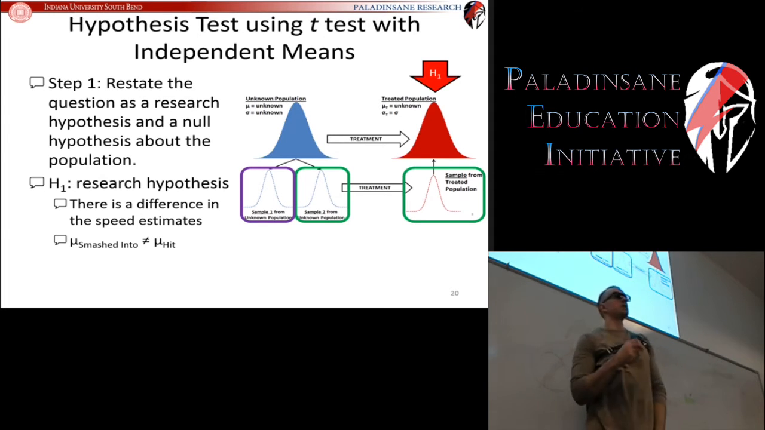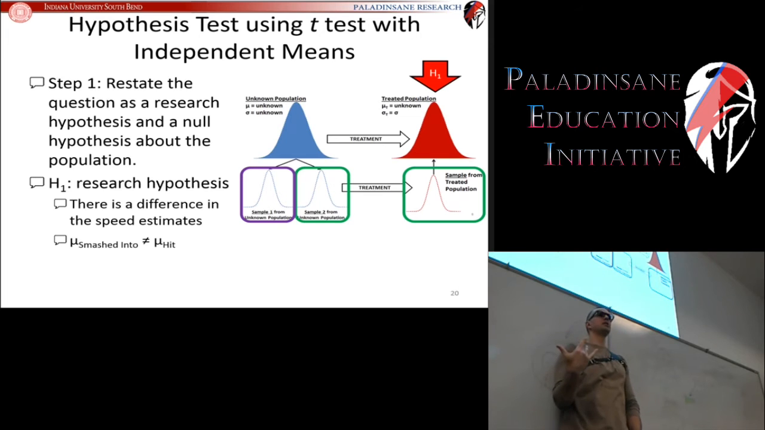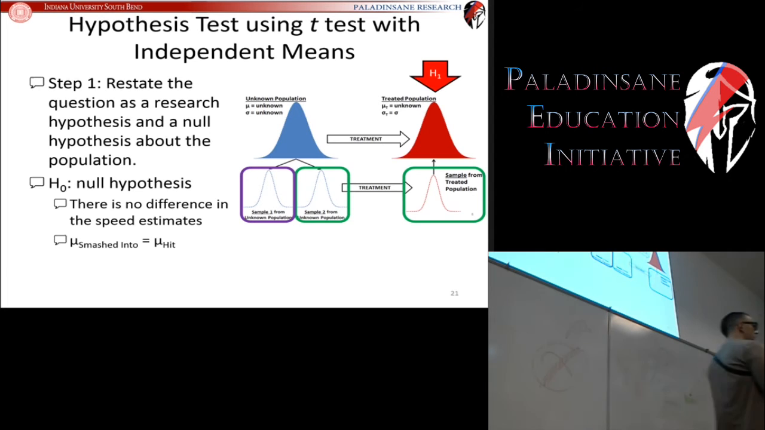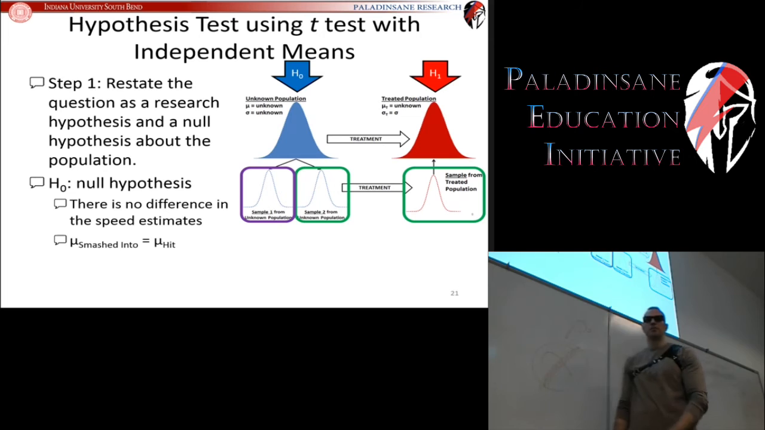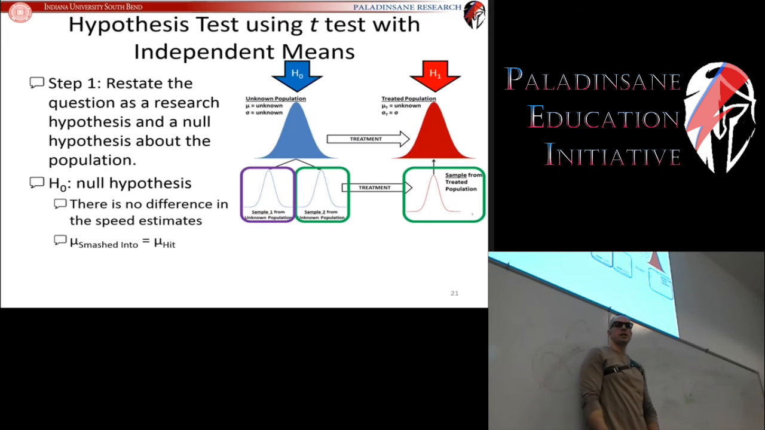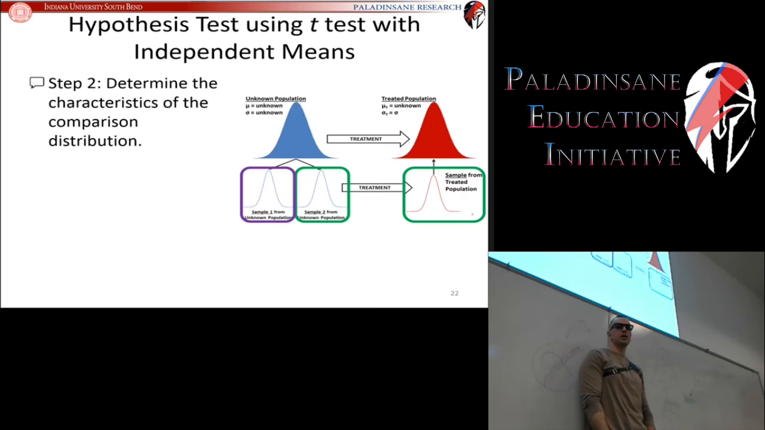That's the research hypothesis. The null hypothesis has to be the complete opposite. The null hypothesis is that there is no difference in the speed estimates, that the mean for the smashed into population equals the mean for the hit population. They're the same population. They're the population that the hit sample and the smashed into sample still belong to. So that's step one, restating the question as research and null hypotheses. Step two, determine the characteristics of the comparison distribution.